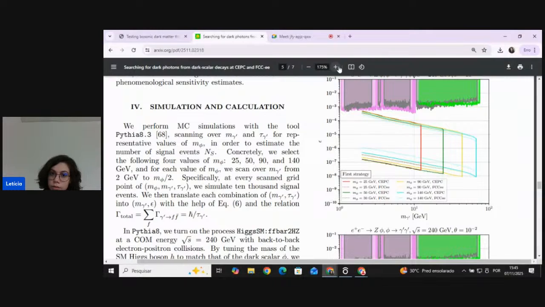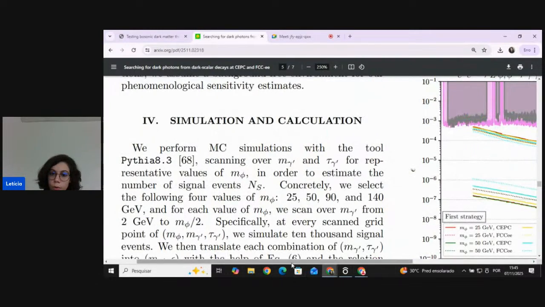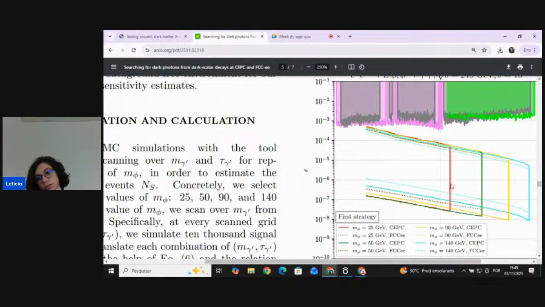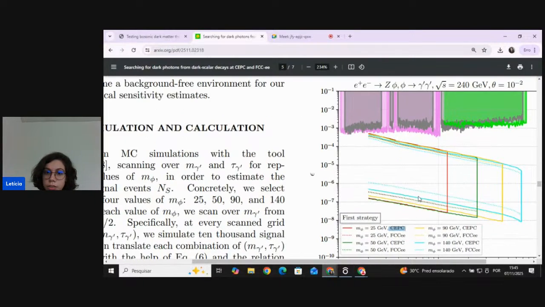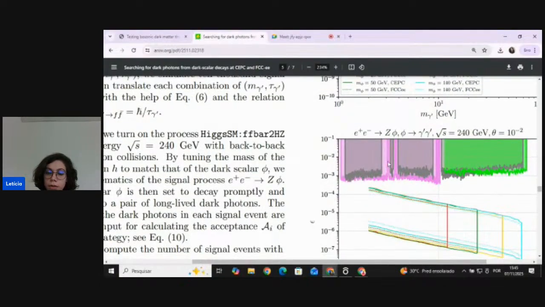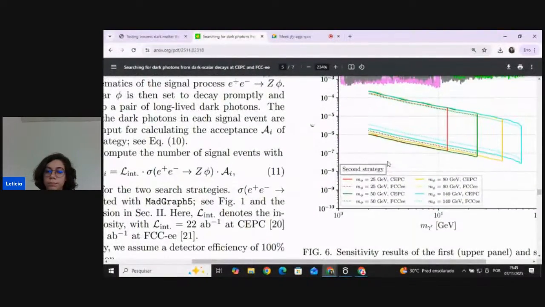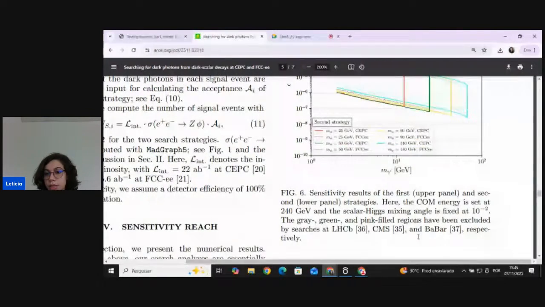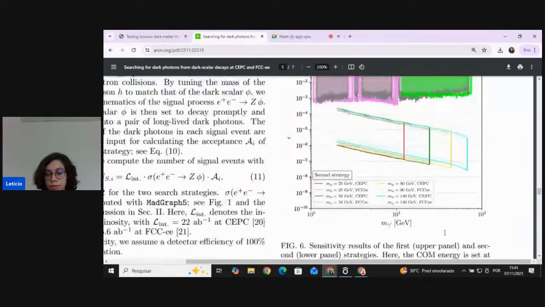Each of these curves is considering one value for the mass, and the difference between the solid curves and the dashed, dotted ones is the detector used in the experiment. For the first strategy and second strategy it is the same. These up here are the bounds made with LHCb, CMS, and BaBar, which are experiments that are already running.